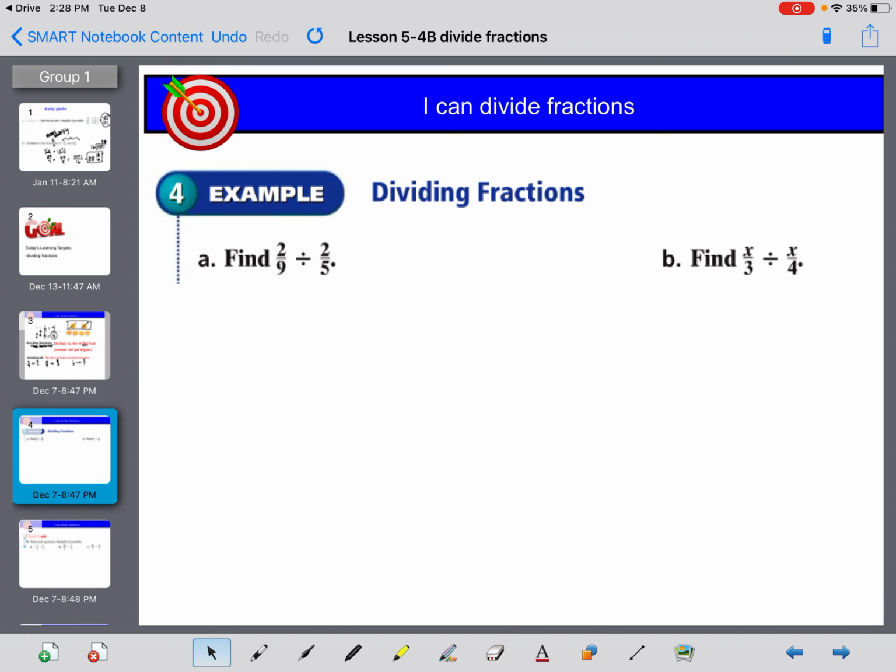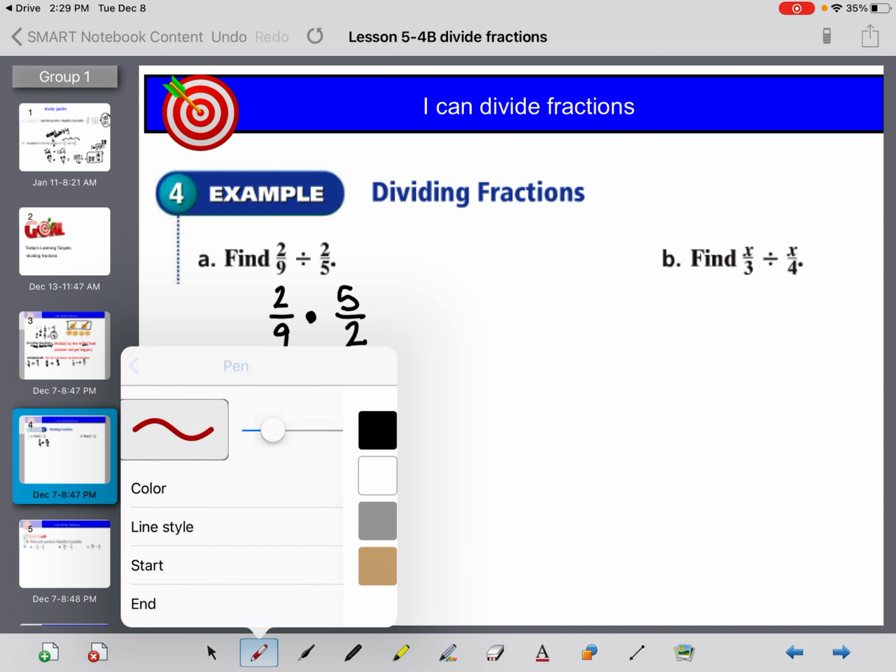Okay? Let's try some more. 2/9 divided by 2/5. So we are going to multiply by the reciprocal. The first number remains unchanged. Don't flip that one. Then you change division to multiplying, so multiply by the reciprocal. 5 over 2. Now I have a multiplication problem, and the rules for multiplication apply.